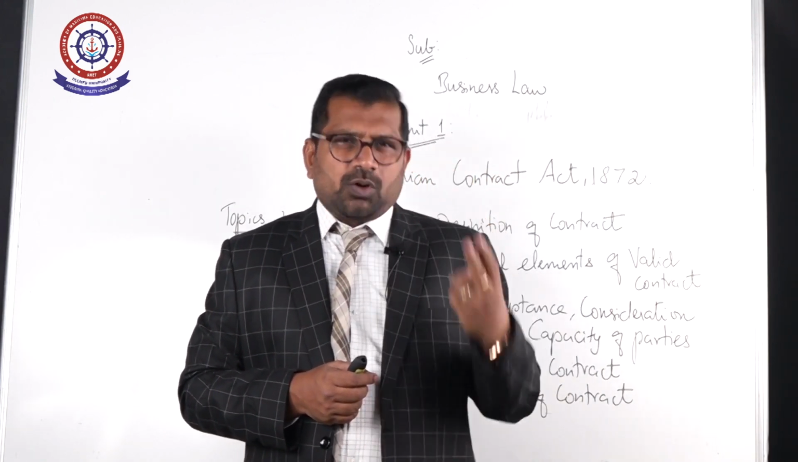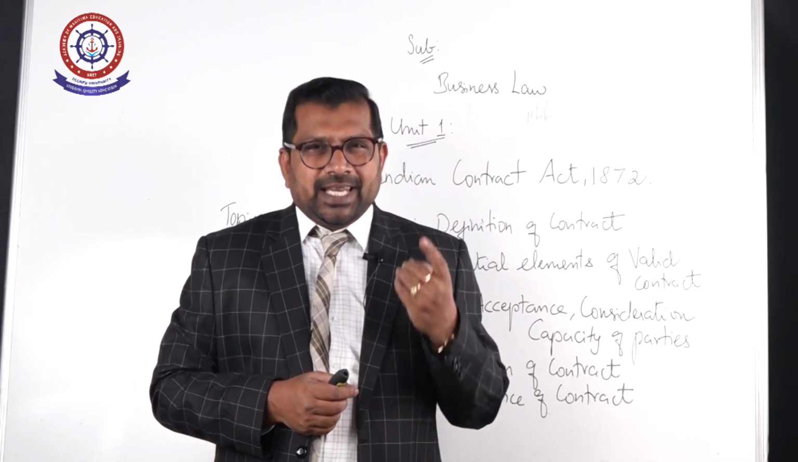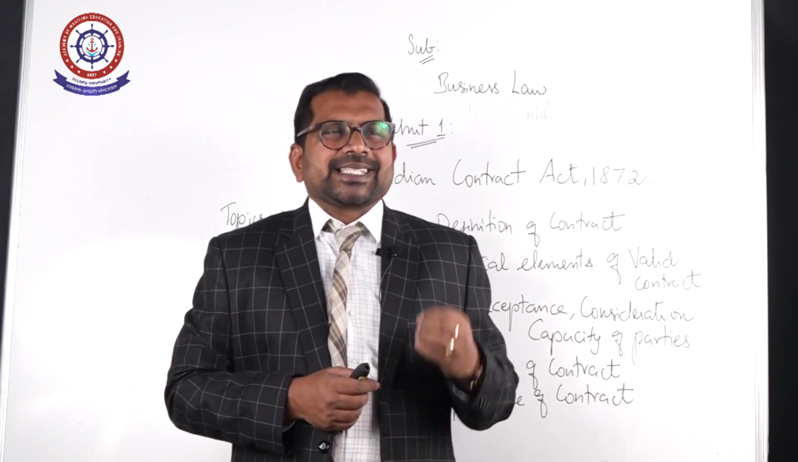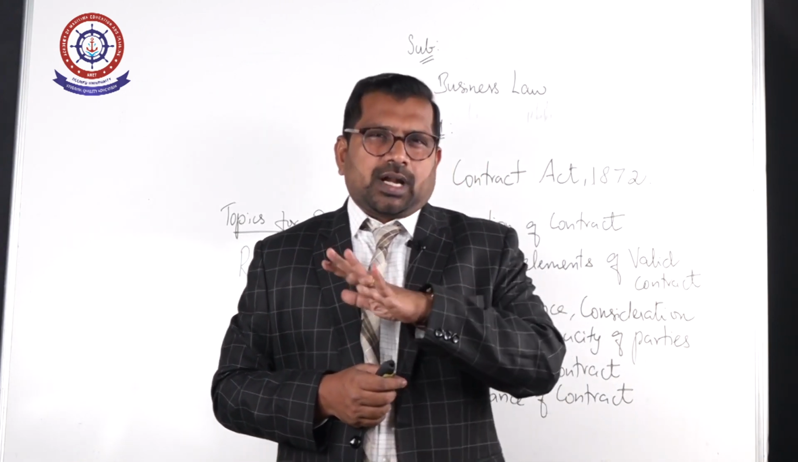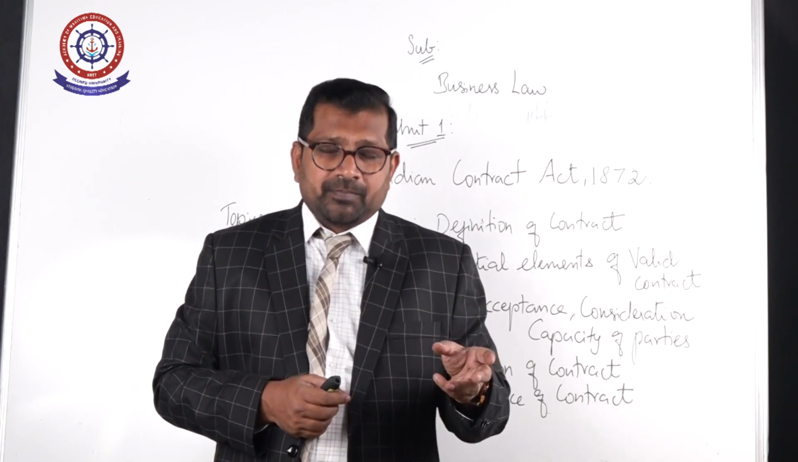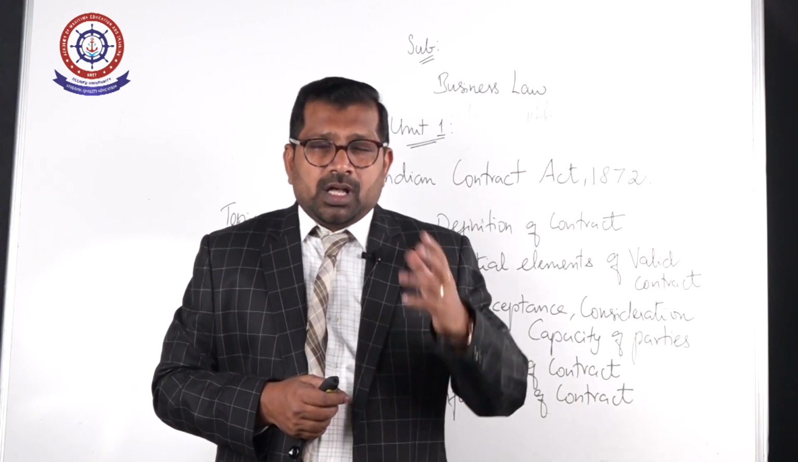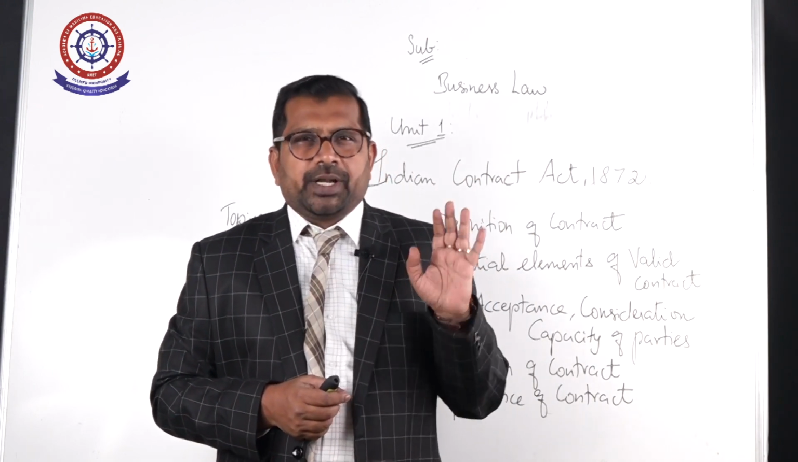Point number 2, sound mind is required. Point number 3, they should not be disqualified by any laws. So these three are called the capacity of parties. If parties are not capable, the contract is void. Those parties who are not capable, either of unsound mind, or disqualified by law, or not yet attained the age of majority, the contract is totally void.